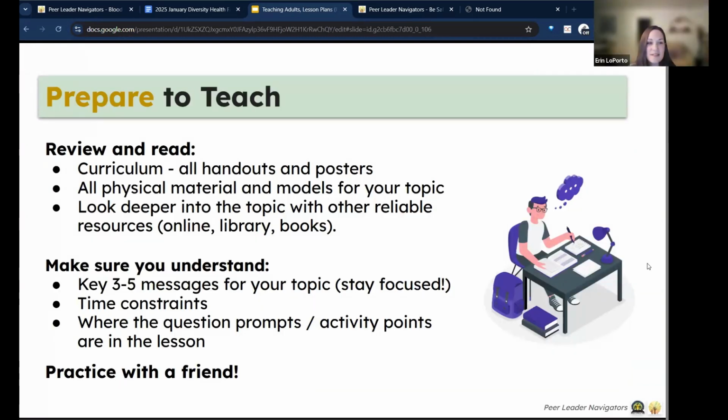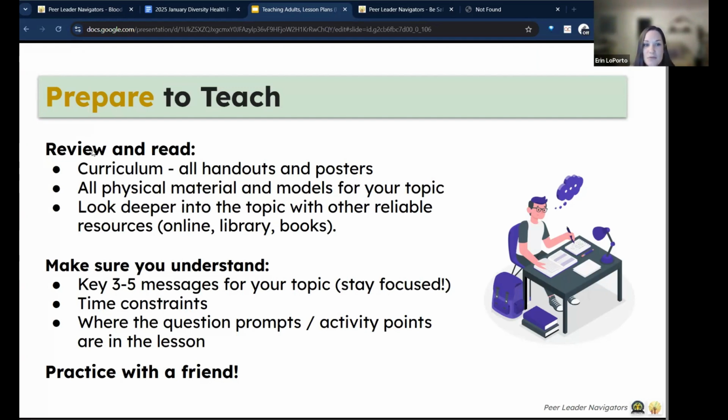Right, so here are the things the PLN or CHW should do before a health fair to be most prepared to share this topic and be knowledgeable, so that people interacting with you feel like you're confident with the material, that you know what you're there to share about, and then they can feel ready to learn from you.